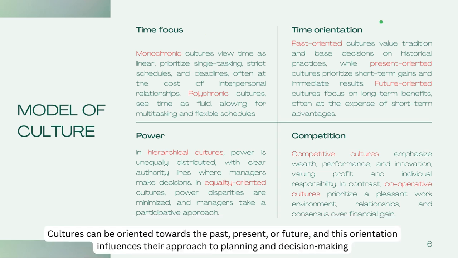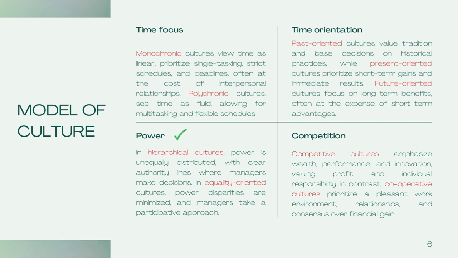The second is time orientation. Cultures can be oriented toward the past, present, or future, and these orientations influence their approach to planning and decision making. The third is power, hierarchy, and equality. In hierarchical cultures, power is unequally distributed with clear authority lines where managers make decisions. While in equality-oriented cultures, power disparities are minimized and managers take a participative approach.